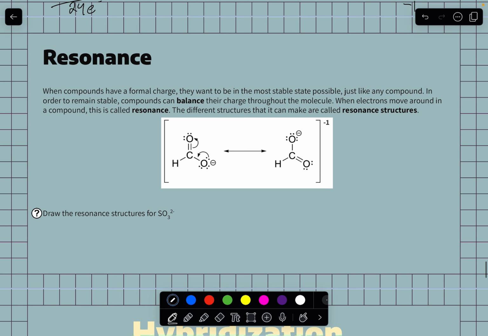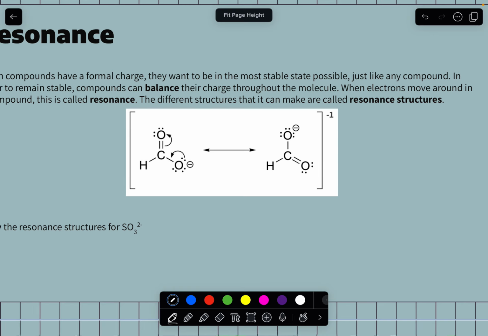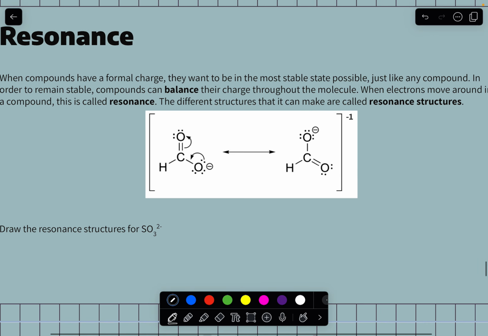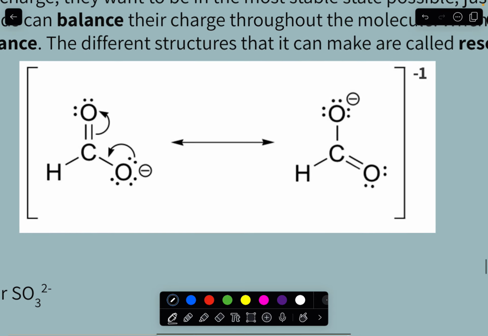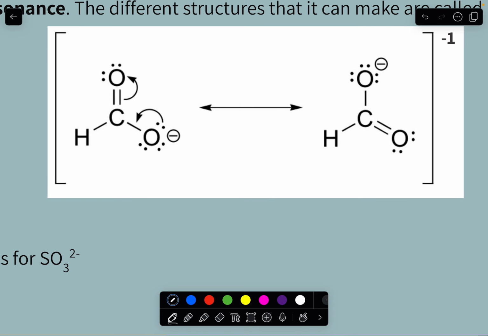Okay, moving on to resonance. So if we have a formal charge on a compound and we have some double bonds, we can have what's called resonance. And this is when electrons move around in order to balance the compound. Okay, so if we look at this image here, if we have that HCO double bond O on top with the minus on the single bond oxygen, these electrons are just going to move around.